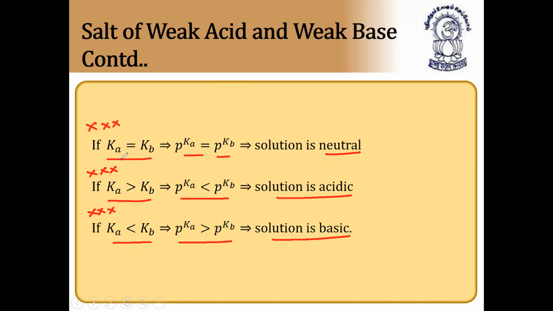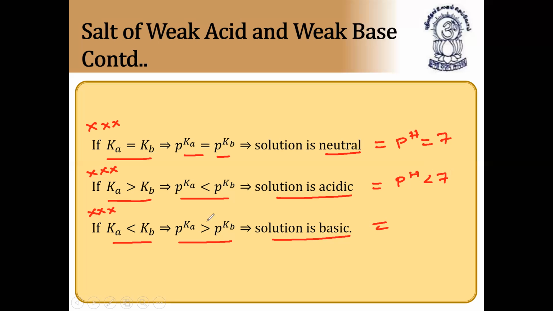So if Ka is equal to Kb, that is, the ionization constant of the acid is equal to the ionization constant of the base, we can say pKa is equal to pKb. So the solution becomes neutral, and the pH value becomes 7. And suppose if Ka is greater than Kb, so pKa is less than pKb, because pK means negative log. So the solution is acidic. So for this, pH is less than 7.